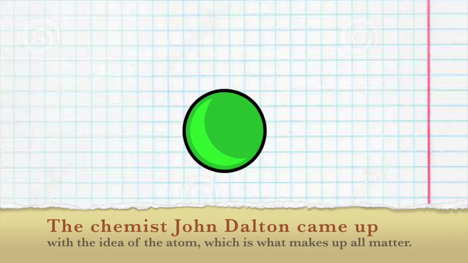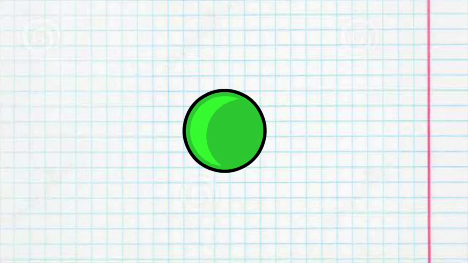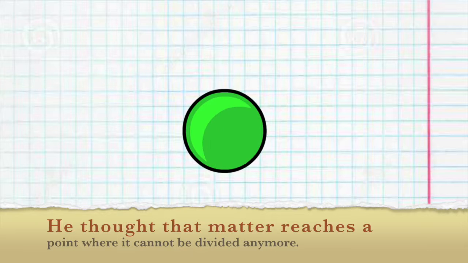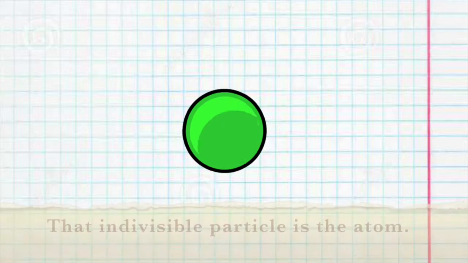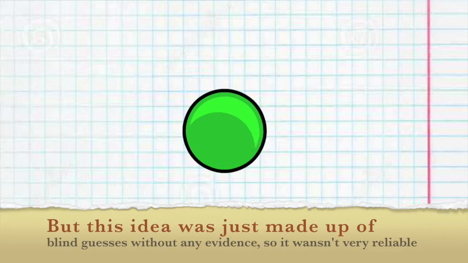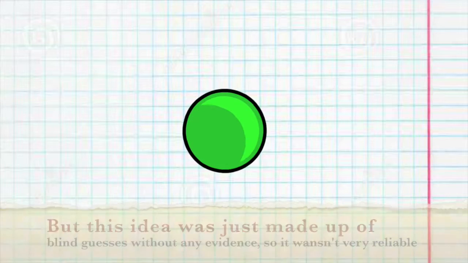Chemist John Dalton came up with the idea of the atom, which is the makeup of all matter. He thought that matter reaches a point where it cannot be divided anymore. That indivisible particle is the atom. But this idea was just made up of blind guesses without any evidence, so it wasn't very reliable.